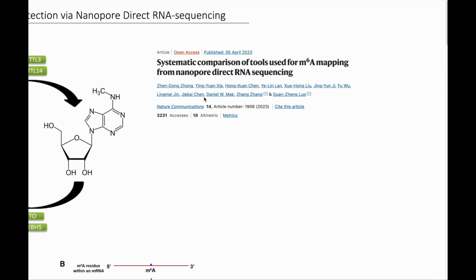Welcome to this introduction on a recent paper published in Nature Communications entitled "A Systematic Comparison of Tools Used for m6A Mapping from Nanopore Direct-RNA Sequencing." And this is really important because Nanopore direct-RNA sequencing data is the first that allows for transcriptome-wide m6A mapping, as opposed to the limitations on technologies that relied on short-read next-generation sequencing.